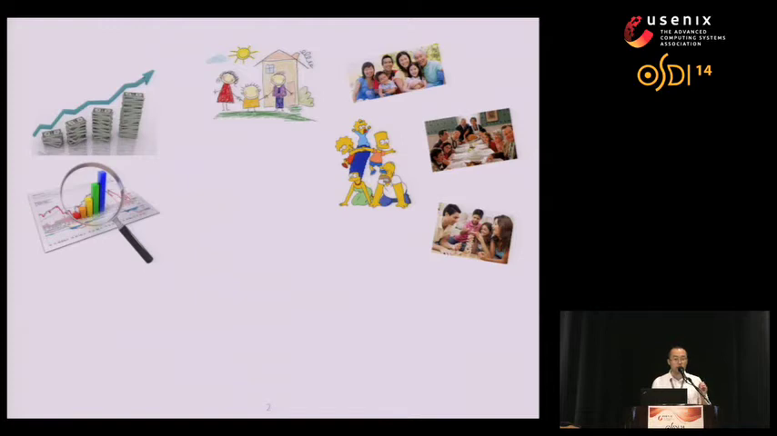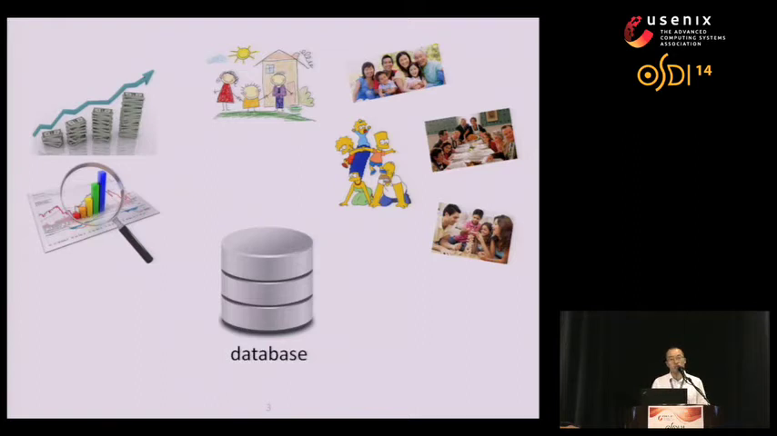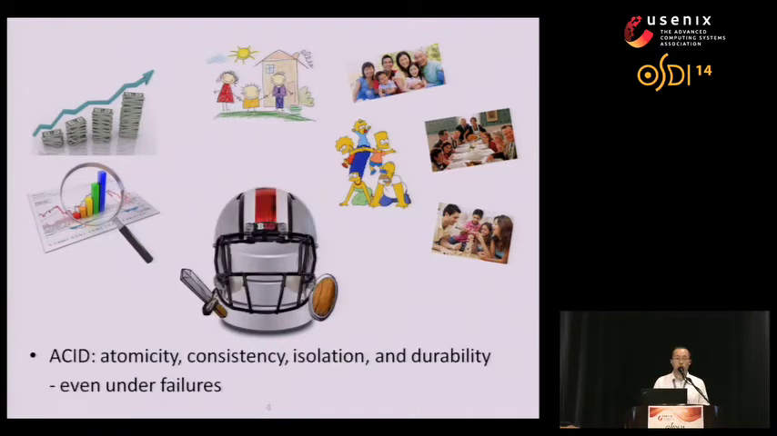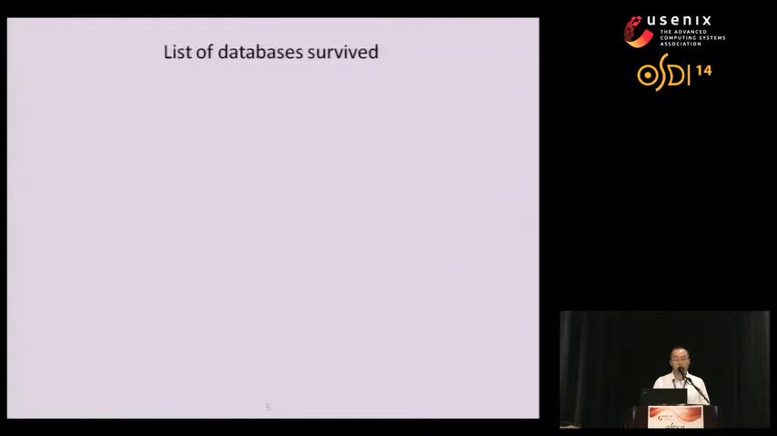So today, we have many important data. Some are valuable and some are priceless. So we use databases to keep our data safe. Databases are designed to provide ACID properties, which means atomicity, consistency, isolation, and durability, even under failures. So you want to know which database can protect your data all the time. I'm telling you now.